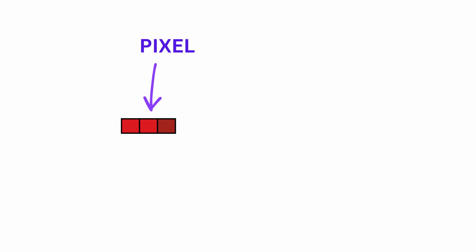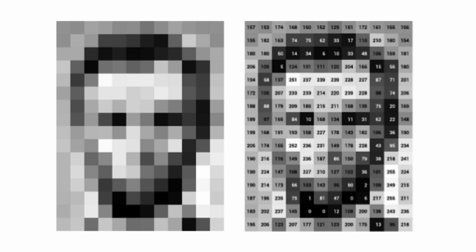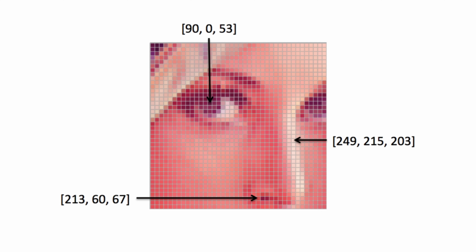On their own, a pixel doesn't show you the whole picture. But when thousands or millions of them are arranged together, in the form of a grid, they create detailed, colorful images. And here's the cool part. Each pixel has a color. That color is represented by numbers inside the computer. So yes, every image you see on your phone or laptop is actually made up of numbers.